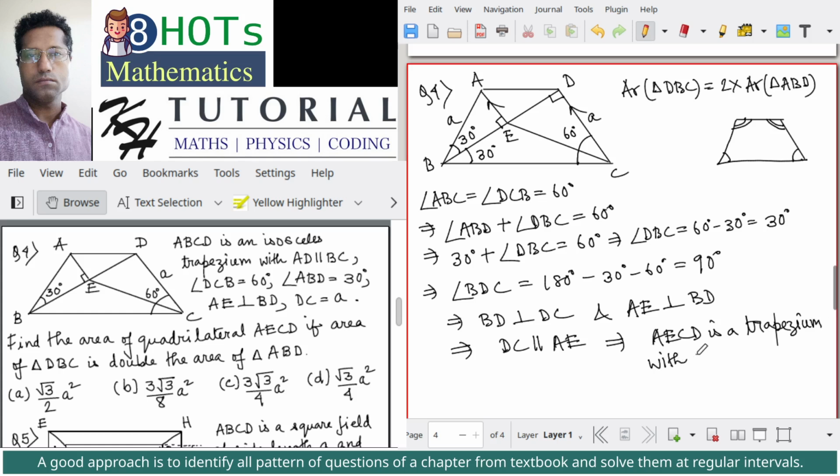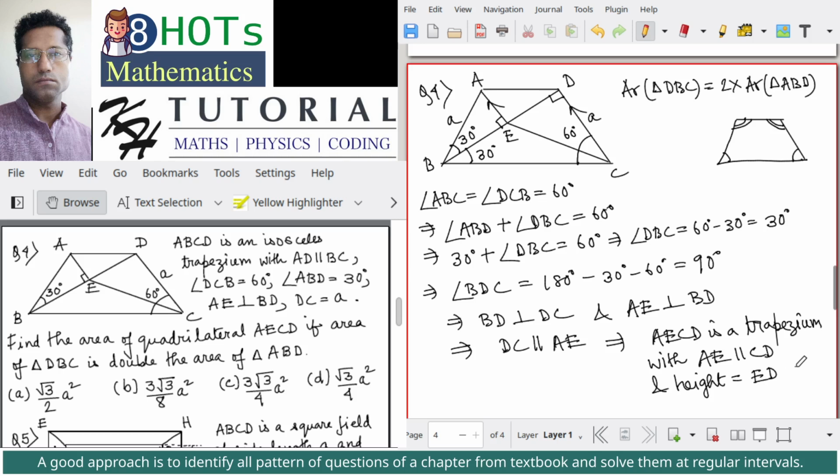With AE parallel to CD, we can also see that the height of this trapezium will be ED, since ED is perpendicular to both AE and DC. So the height must be ED. Okay, so how do we know AE, DC and ED?